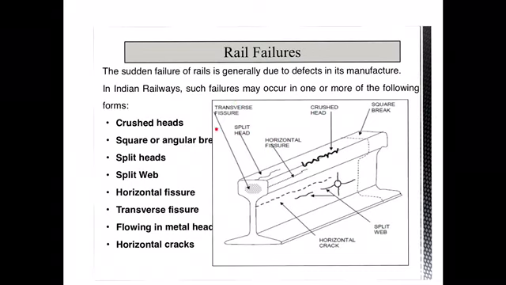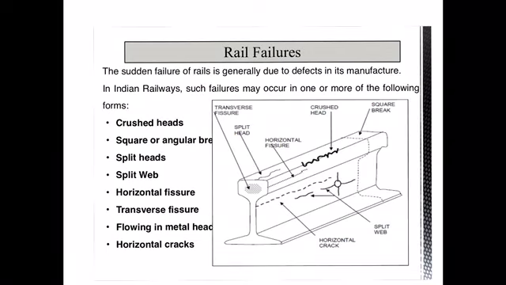In Indian Railways, such manufacturing defect failures can occur in one or more of the following forms: crushed head, square or angular breaks, split heads, split web, horizontal fissure, transverse fissure, flowing of metal head, and horizontal cracks. The picture here shows the various failures that occur because of manufacturing defects. We'll first look into how exactly these failures look, and then come back to this picture once again after completing the discussion on the rail, when we will summarize all types of failures in the rail section.